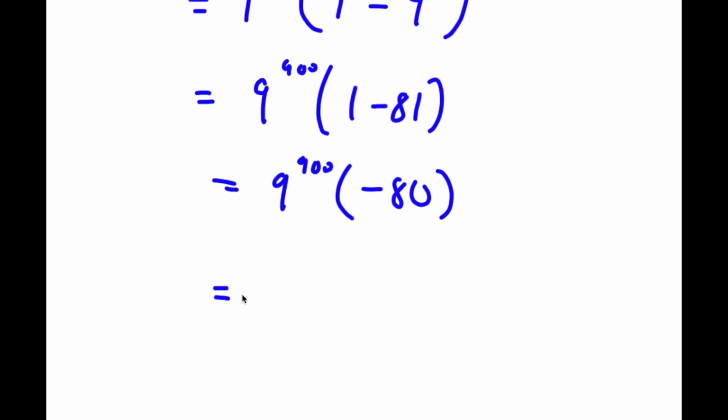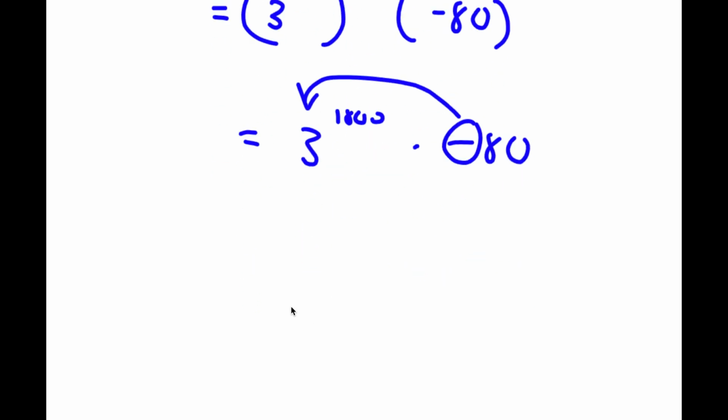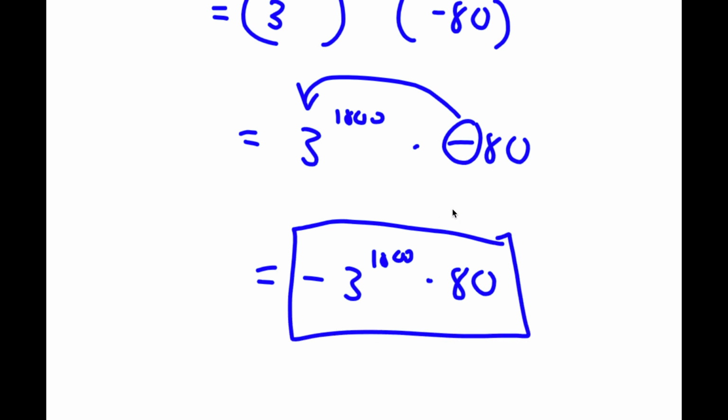Now 9, that's the same thing as 3 to the power of 2. So now I have 3 to the power of 2 to the power of 900 times negative 80. And this is the same thing as 3 to the power of 1800 times negative 80. So I can actually move this negative sign to the front. So this is actually going to equal negative 3 to the power of 1800 times 80. So this is my answer.